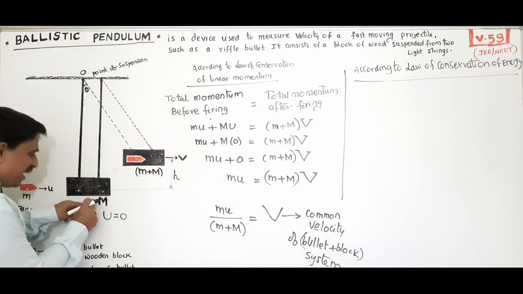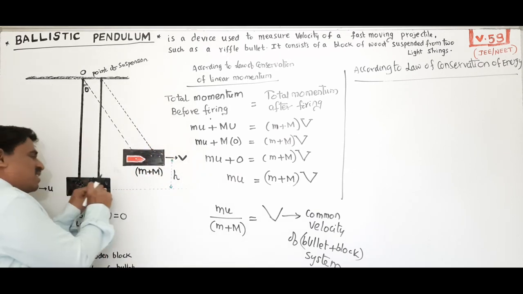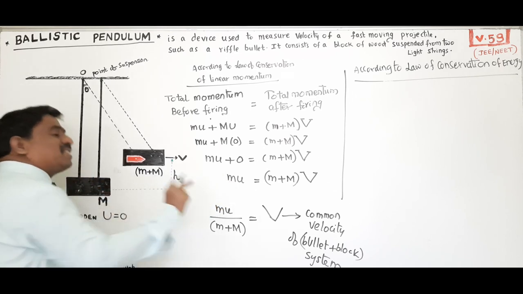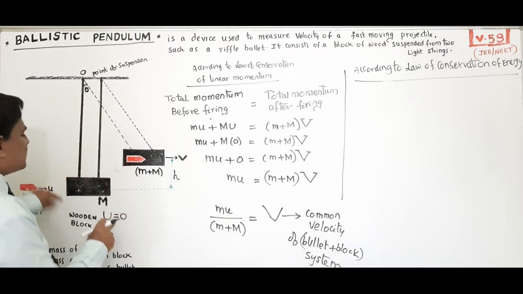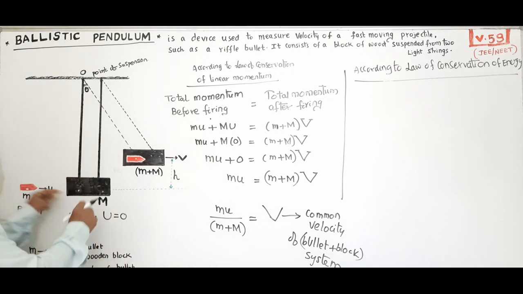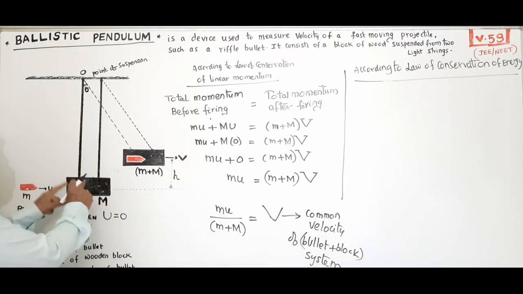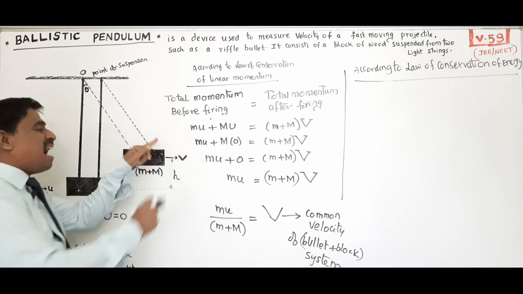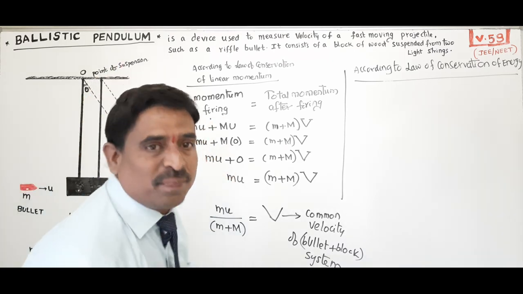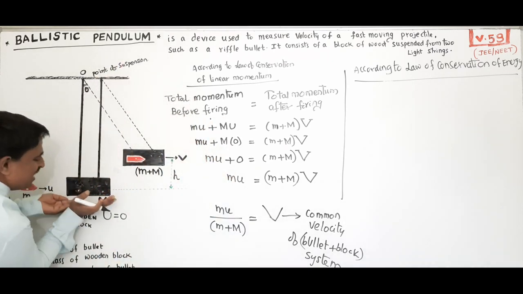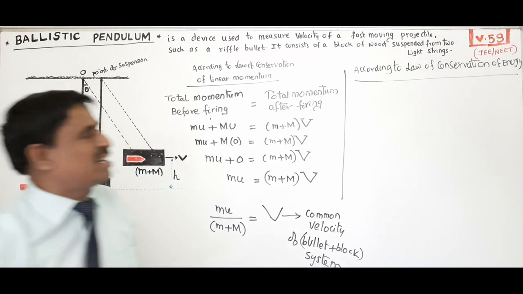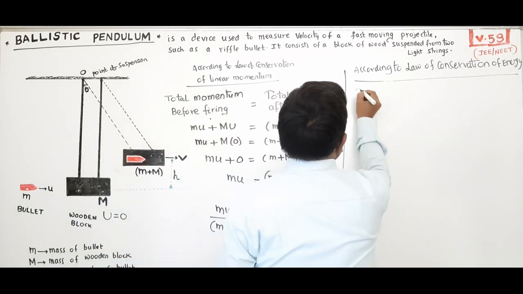At this moment, when the bullet strikes the wooden block, the bullet and wooden block both move. Moving means velocity, and velocity means this system has kinetic energy. The bullet gets embedded inside, and the bullet and block rise to a certain height. Due to height, the system has potential energy. Total kinetic energy at this point is equal to total potential energy at this point.